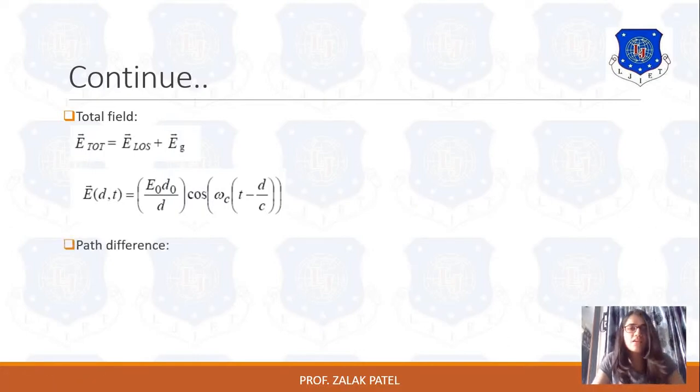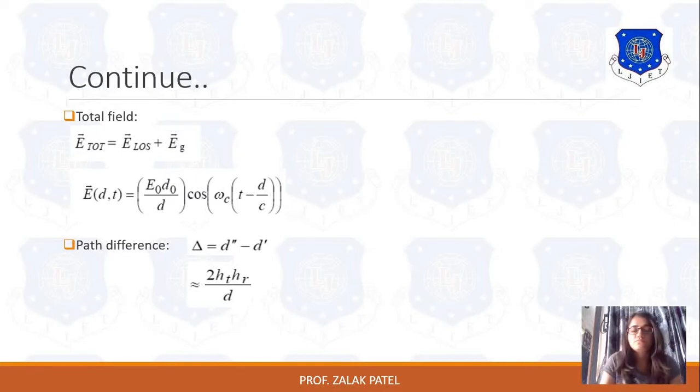Here the path difference, denoted by delta, is given by d double dash minus d dash. It is also taken as the phase shift constant times the path difference. For the phase shift constant times the distance, it may be given as 2 times ht hr upon d. Again, ht means height of transmitter, hr height of receiver, d distance between transmitter and receiver.